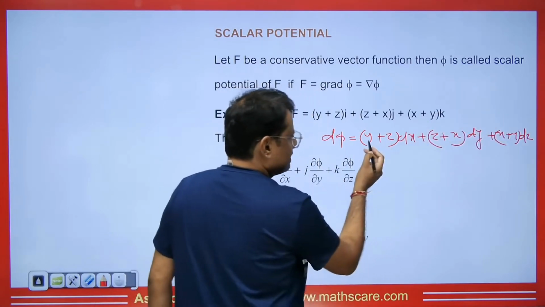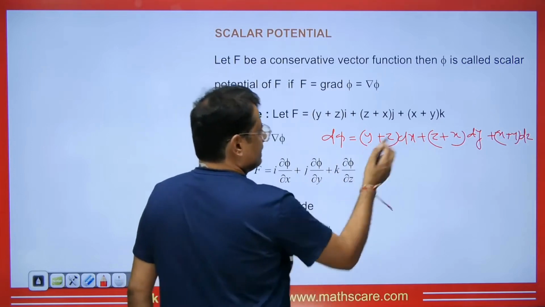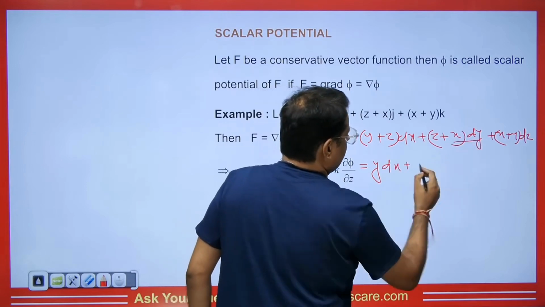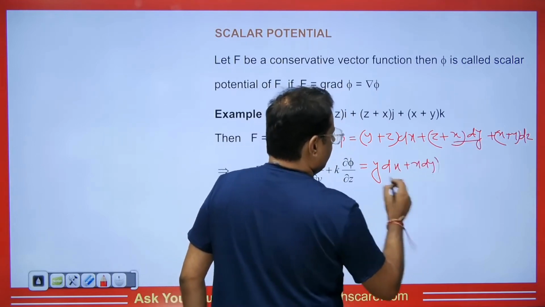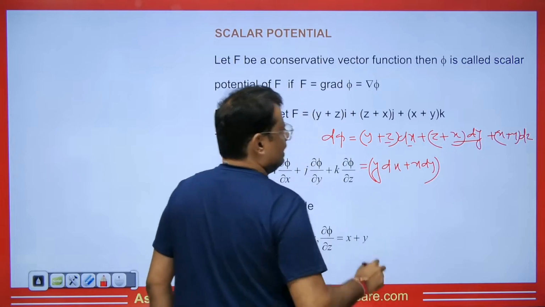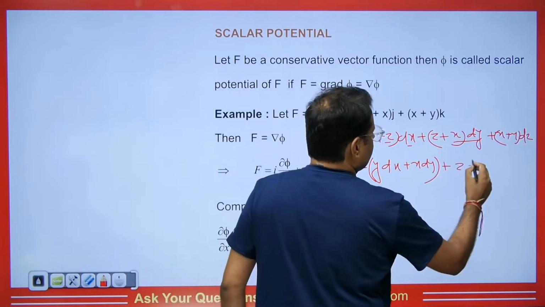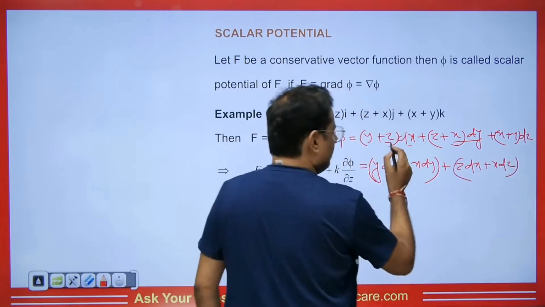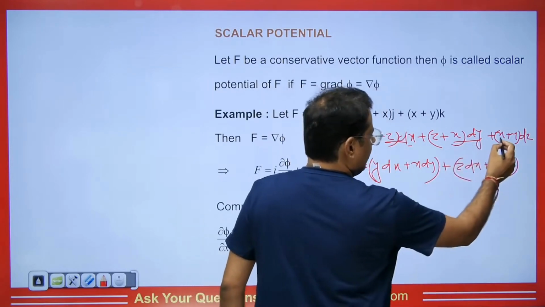Now what's happening here? With dx, there is y, so we will write y dx, and here we will write x dy together. In the same way, z is with dx, it is z dx, so we will write x dz. Is that clear? Now students, we got this and we got x dz.